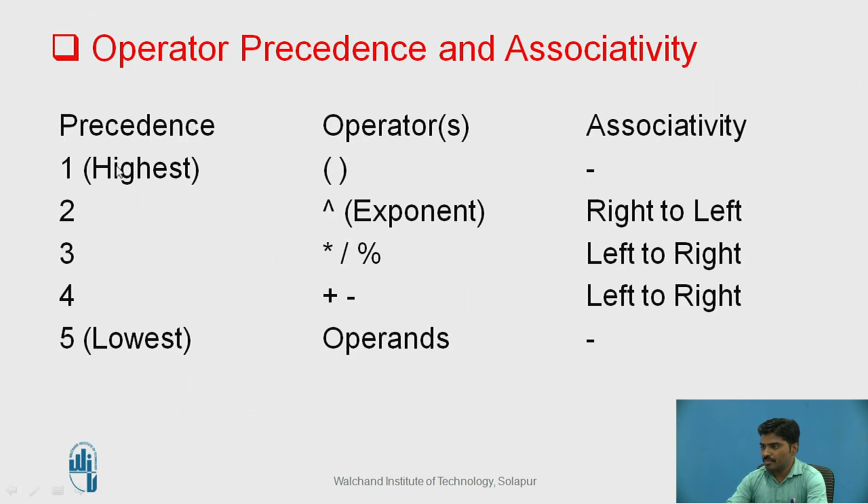These are the operator precedence. The highest priority is for the brackets, the second highest priority is for exponent, and the third highest priority is for multiply, divide and modulus symbols, and the lowest priority is for plus and minus, and all the operands have the lowest priority. Okay, and these are the associative rules. For example, for the exponent operator, right to left evaluation is there, and for the remaining operators, left to right evaluation is there.